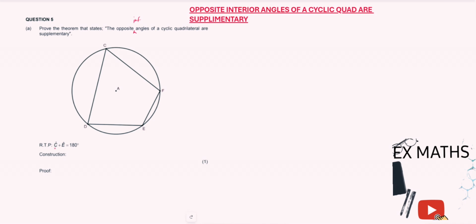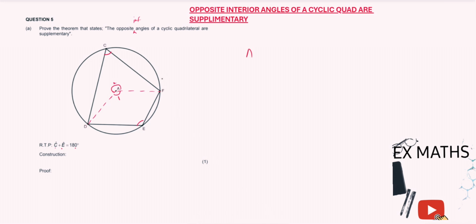So our required proof is C plus E is equal to 180. So we need to do these two. For us to prove that, we need to do some construction of lines from D to A, where A is our center, then F to A. So I'm going to construct it in dotted lines like that. Our center is now divided into two angles, which is this angle and the inner one. So this one I'll mark A1 and this one I'll mark A2.